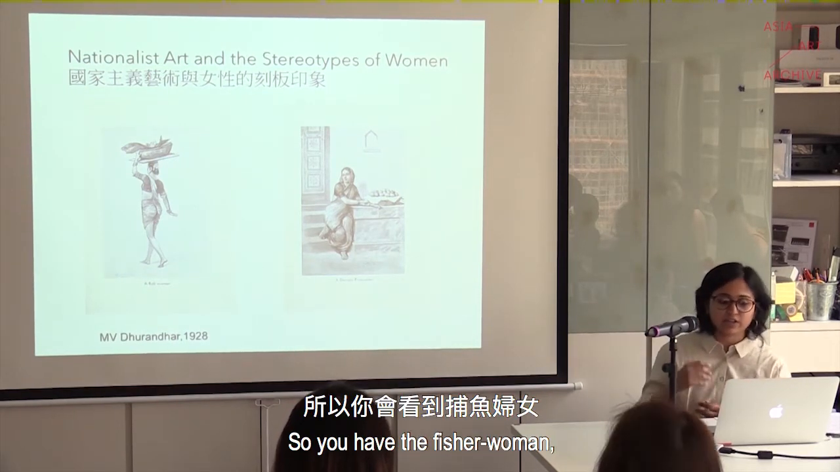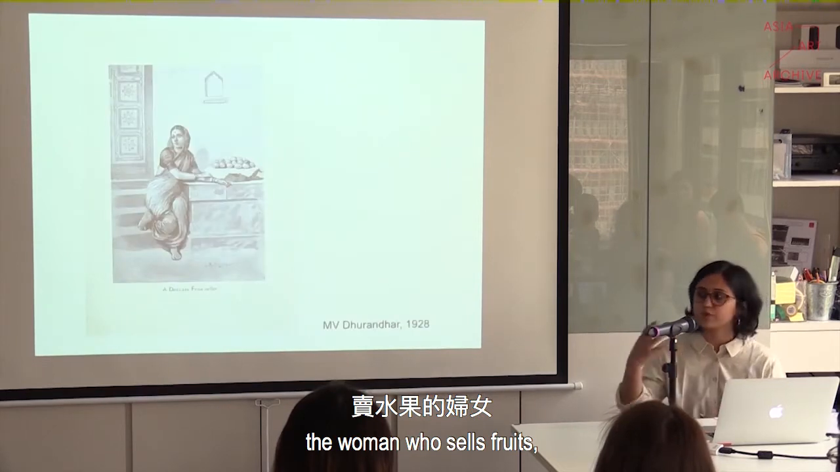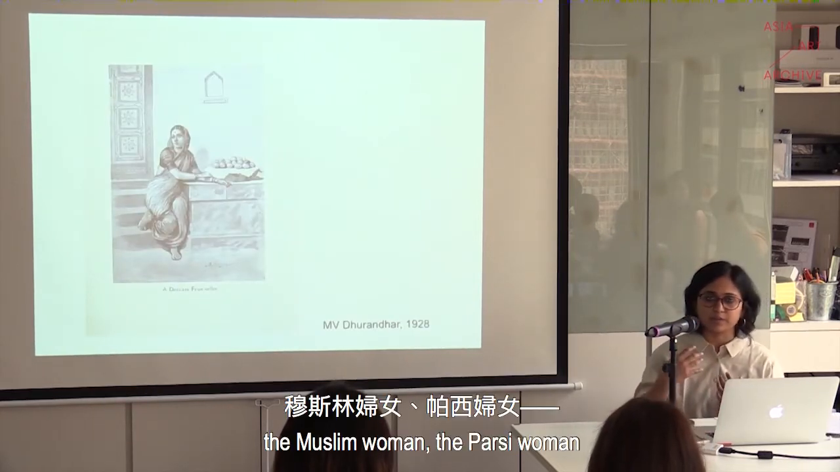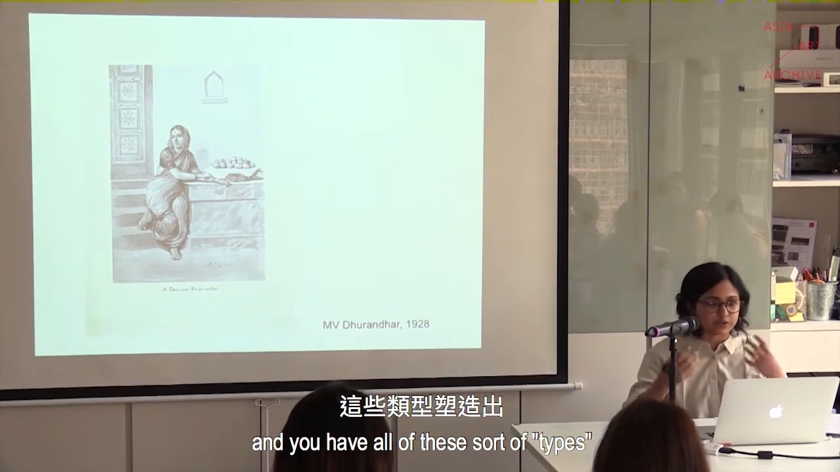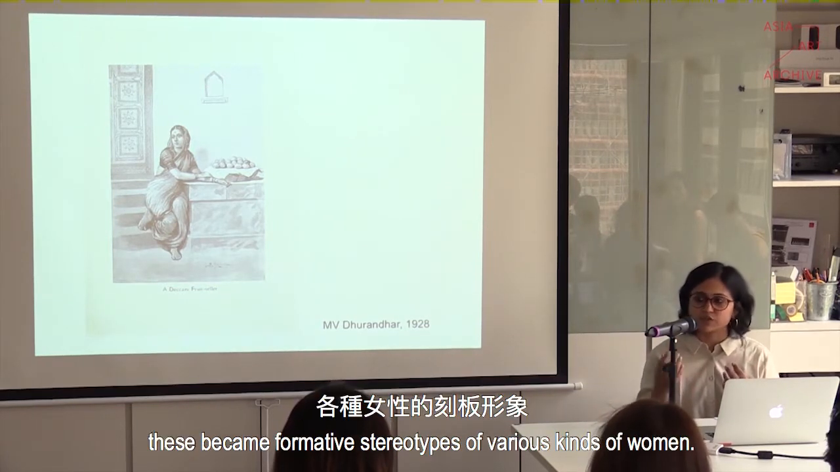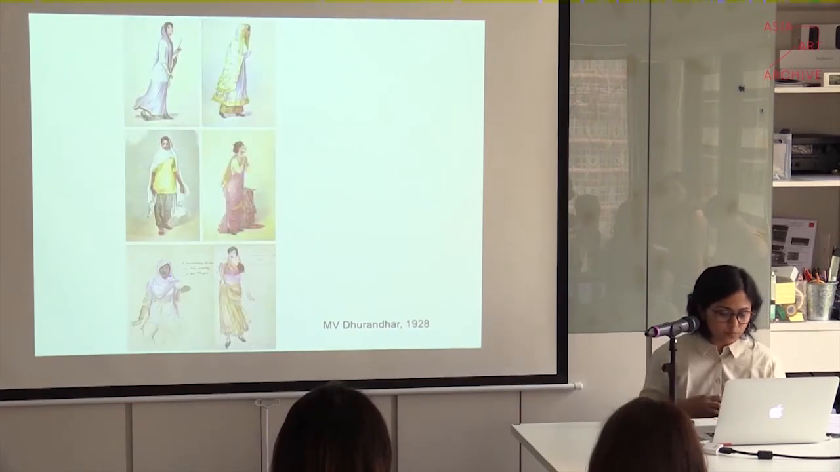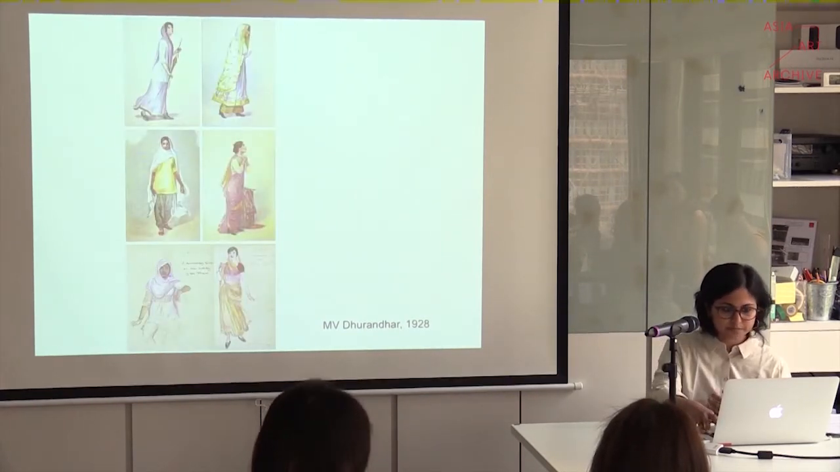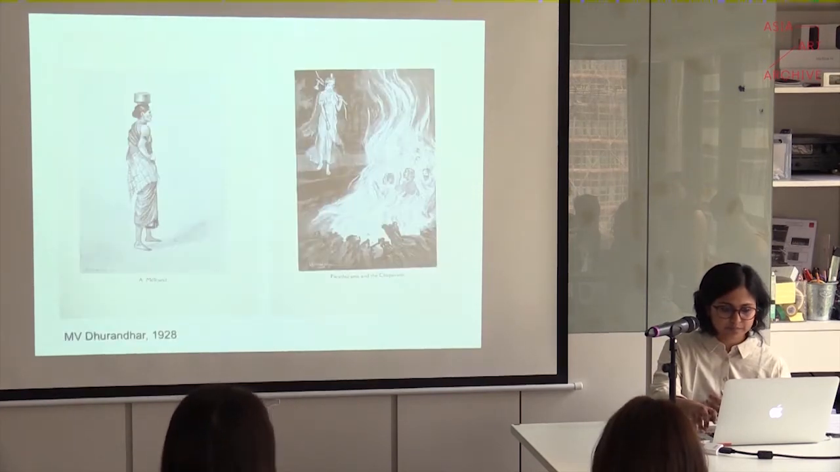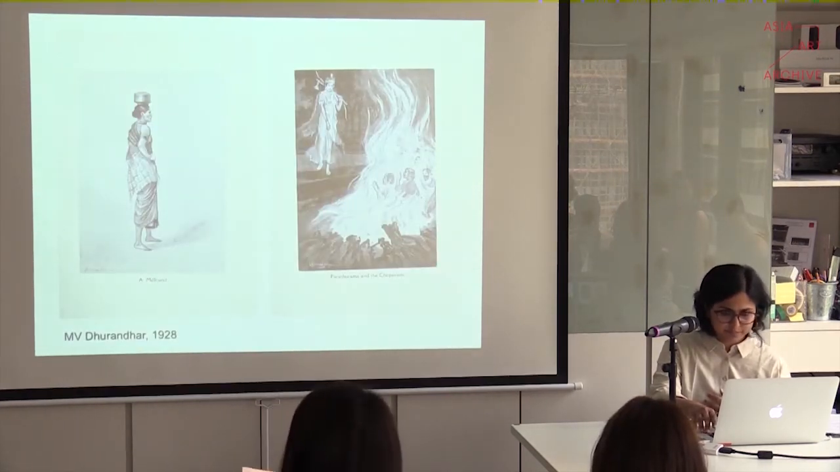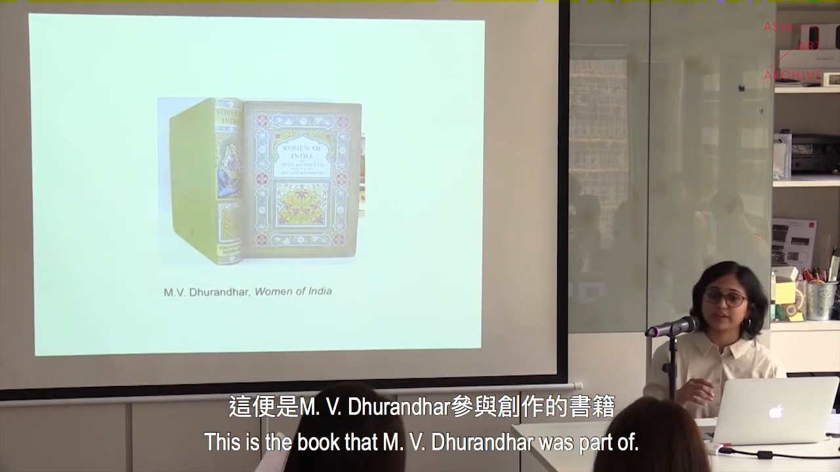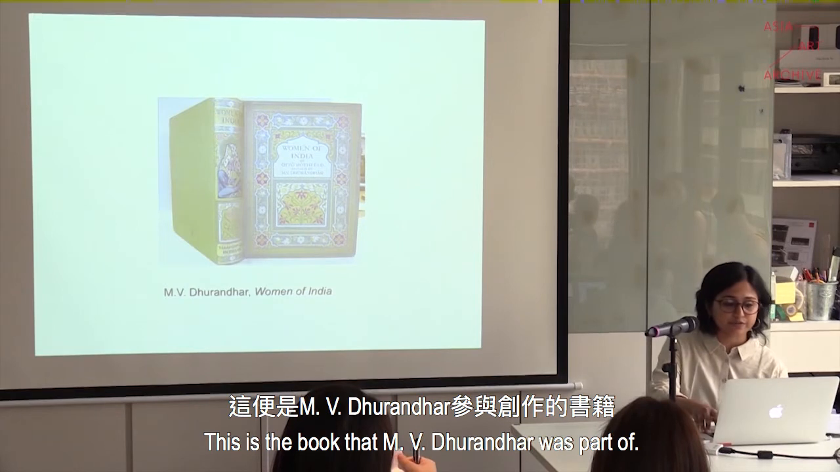So you have the fisherwoman, the woman who sells fruits, the Muslim woman, the Parsi woman, and you have all of these types, and these become very formative stereotypes about various kinds of women, and this becomes pervasive, particularly in popular consciousness. This was the book that Dhurandhar was part of.